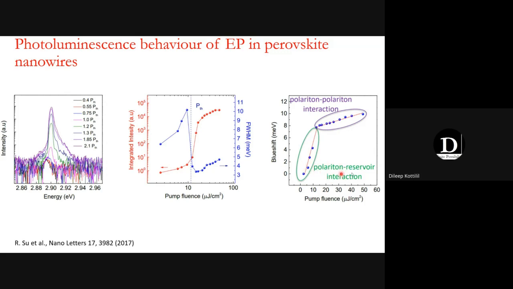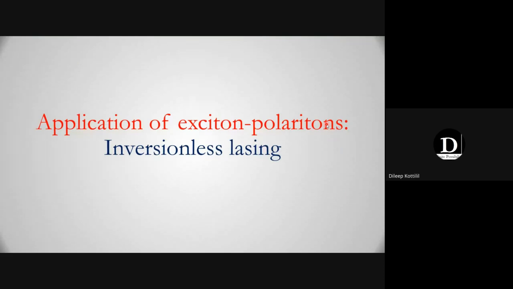Because we have a lot of polaritons and we have a lot of excitons. When I say reservoir, I mean just excitons that are not converted into polaritons. So we have interactions between them. But then after threshold, most of these are converted into polaritons, and they undergo a certain phase transition called Bose-Einstein condensation. And then we have a lot of polaritons, and these polaritons interact with each other. But therefore, the blue shift is not very significant as before. So those are the details.